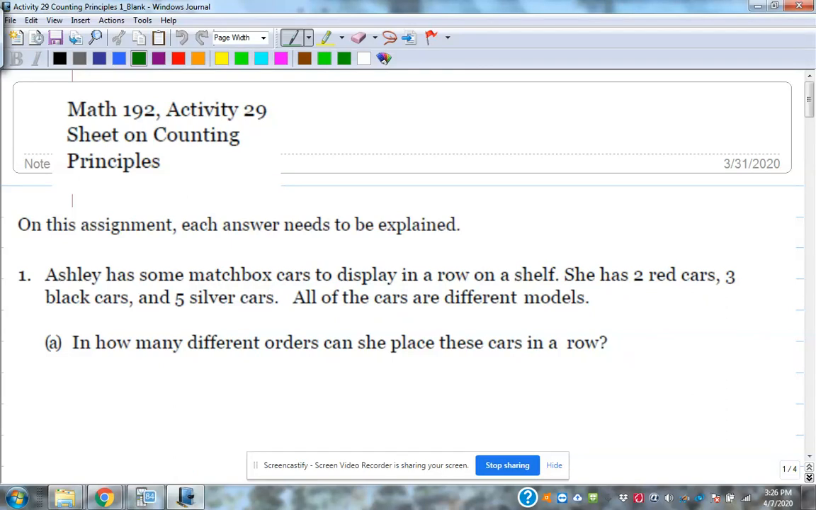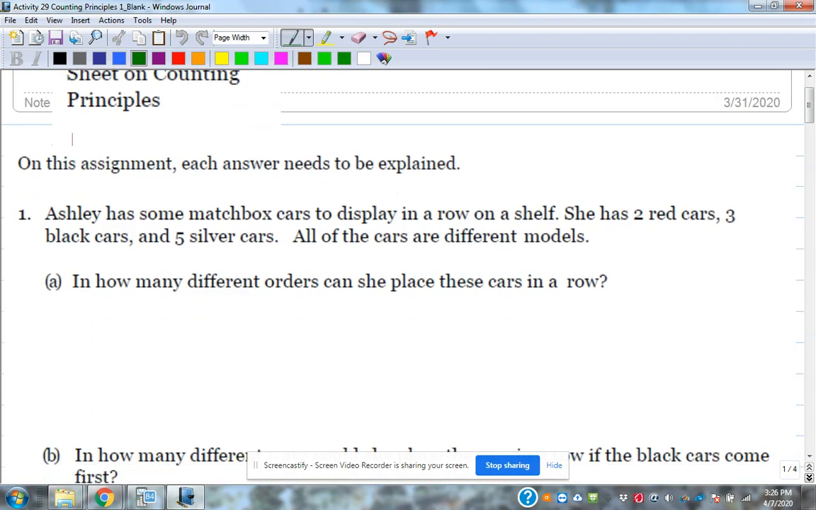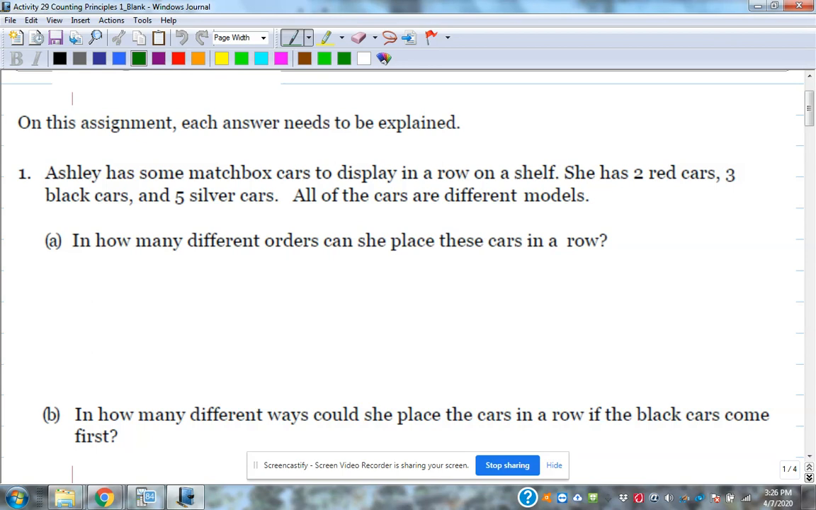Okay, activity 29, talk about counting principles. So we're going to figure out how to count up how many different things can happen with different scenarios. And so I'm going to show you how to break that down and work from there. So let's just, each answer needs to be explained here. So we're going to talk it out.